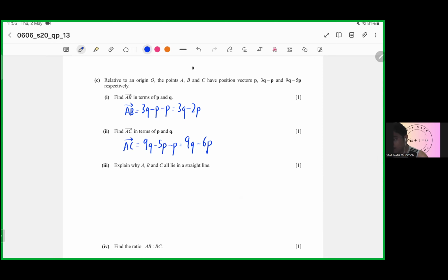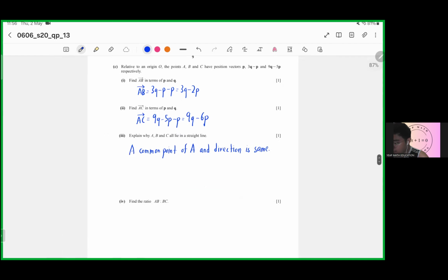Now we look at part 3. Explain why A, B, C all lie in a straight line. This is because of the common point A and the direction is the same.